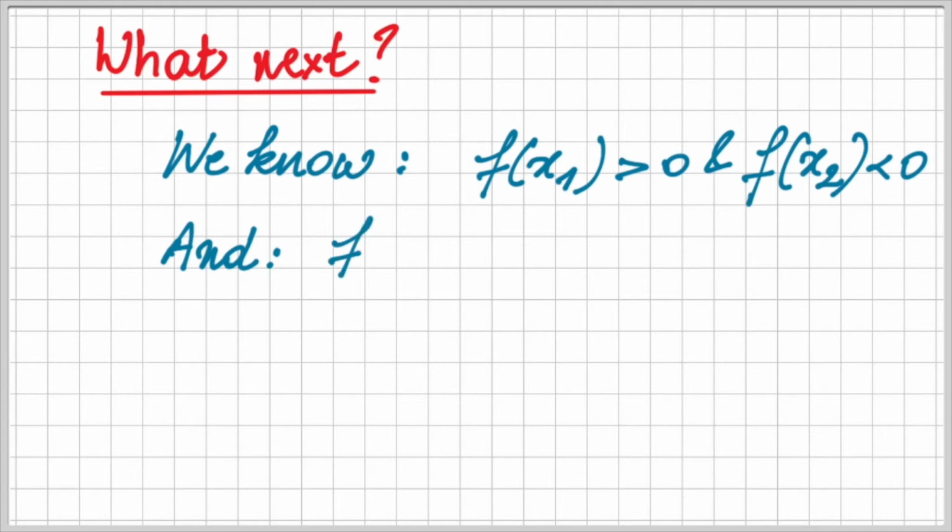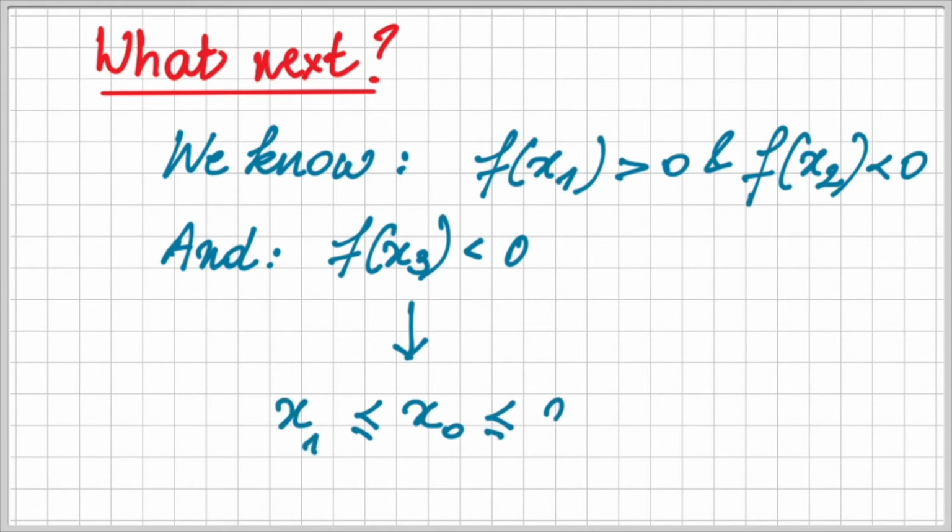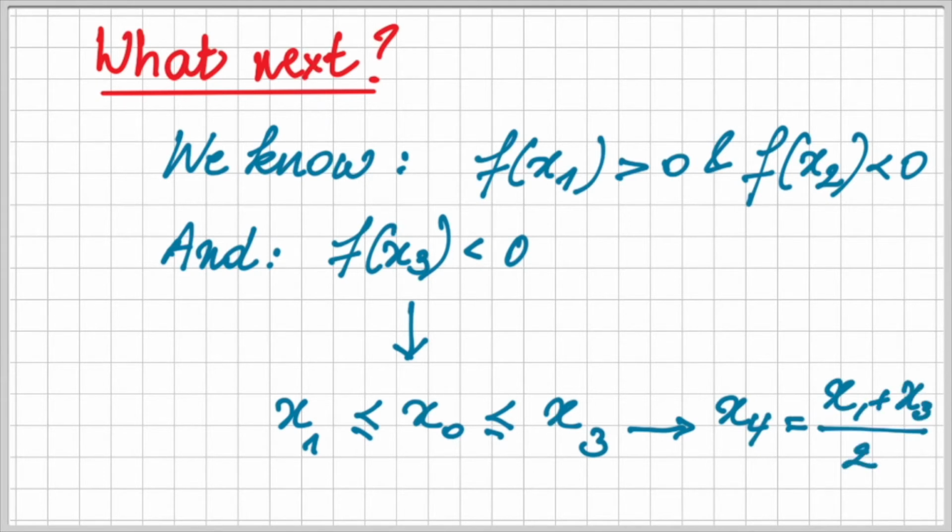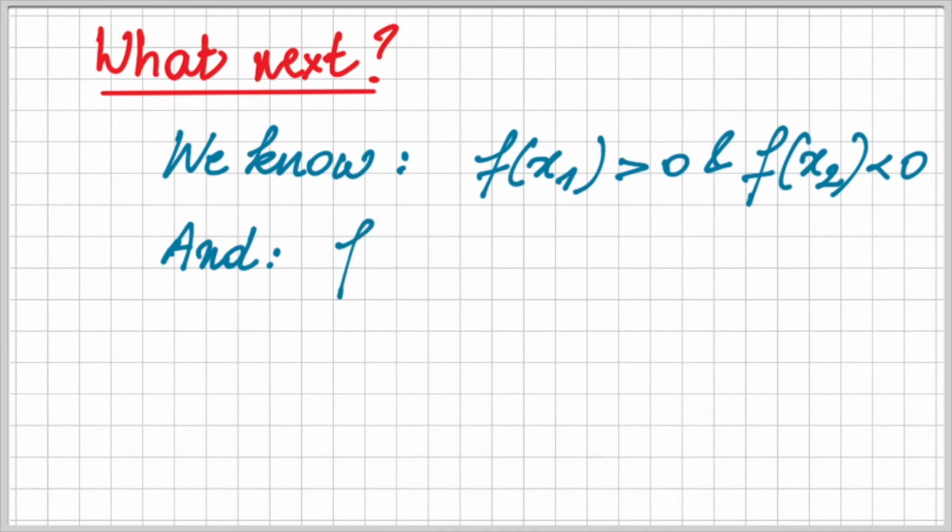First of all, let's have a look when the function applied on x3 is smaller than 0. Then we know that x0 is between x1 and x3. Because x3 is closer to x0 than x2, we narrow the interval. In this case, we can say that x4 is x1 plus x3 divided by 2, the average of x1 and x3. But we can also have a look at another case.